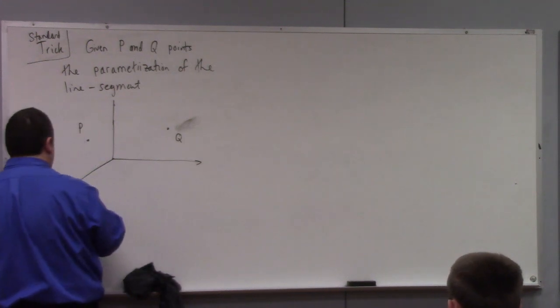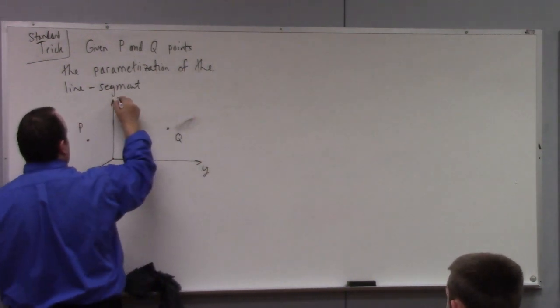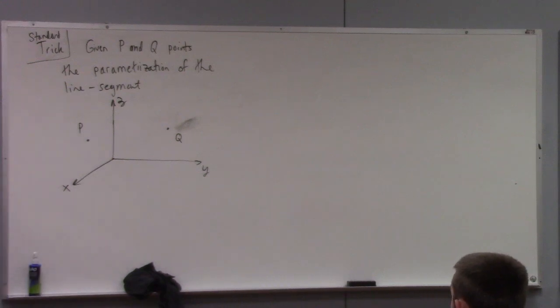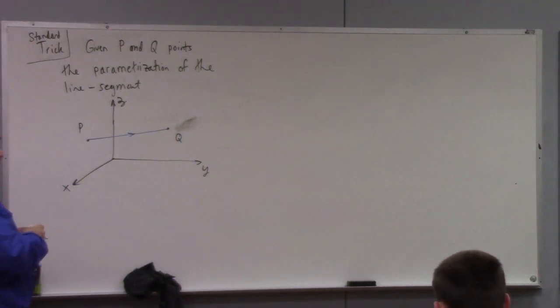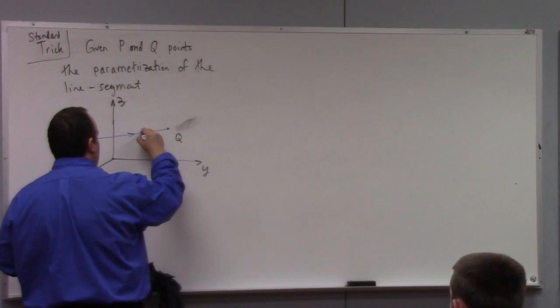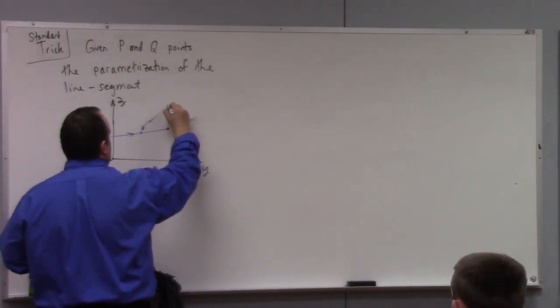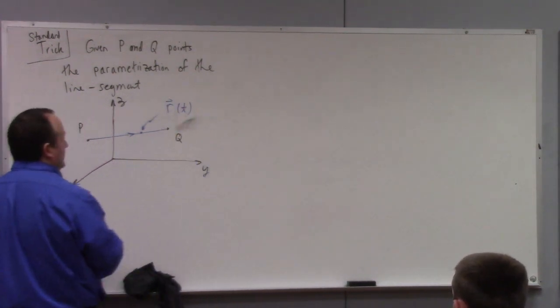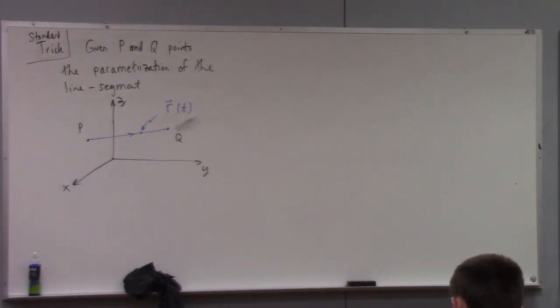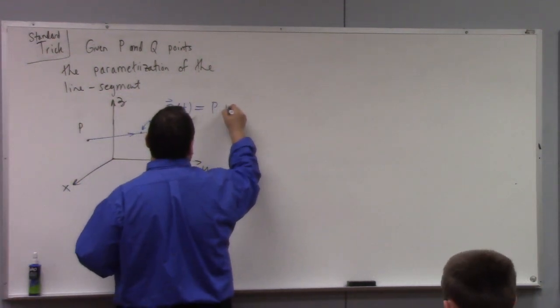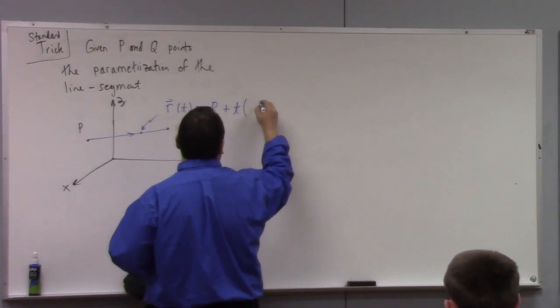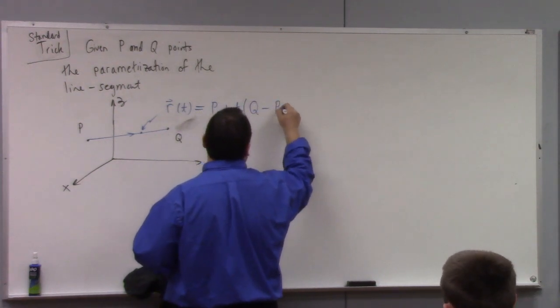What's the formula? By formula, I mean, what's the parameterization of the line segment that begins at P and terminates at Q? In other words, if I want to say right here is a particular point R of t, what's the formula for that? Here's the standard trick. What you do is you start with P, and then you put t times q minus p.